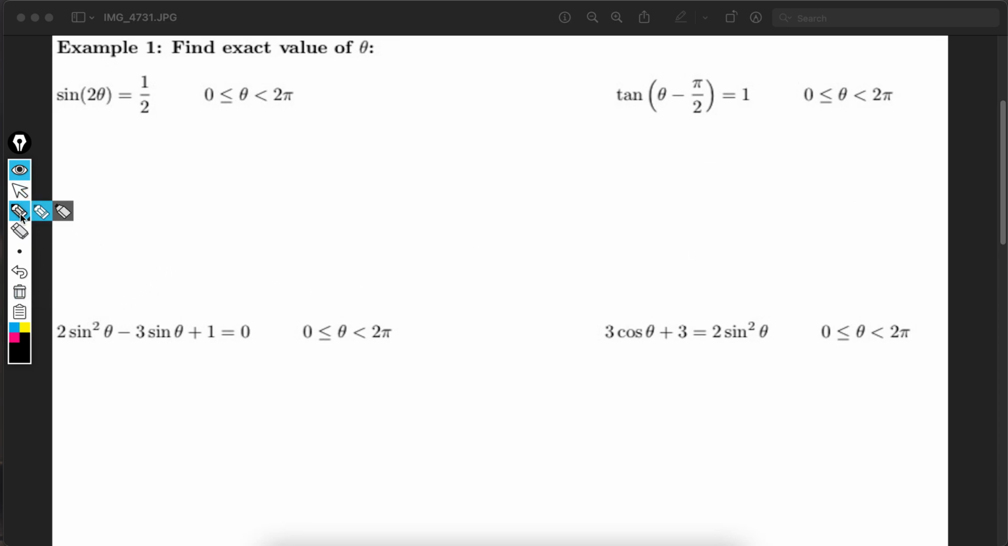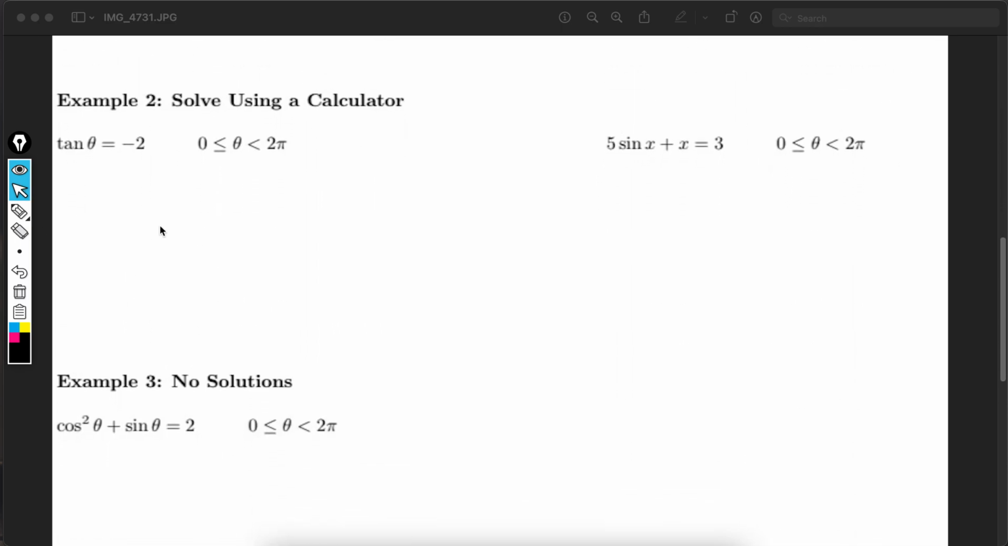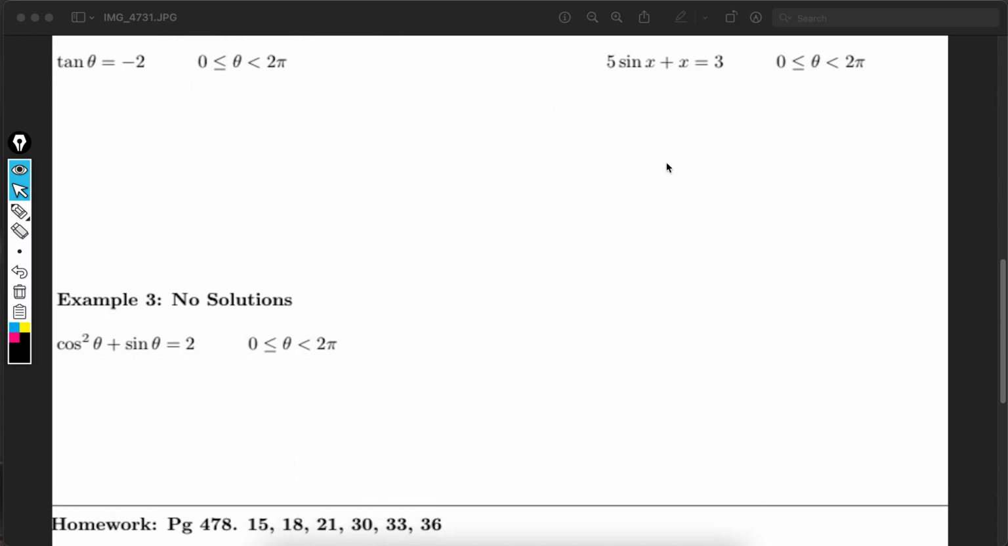Let's see what else we got on here. Okay, tangent, and then negative 2. We're not going to go over these because these you get to use a calculator.